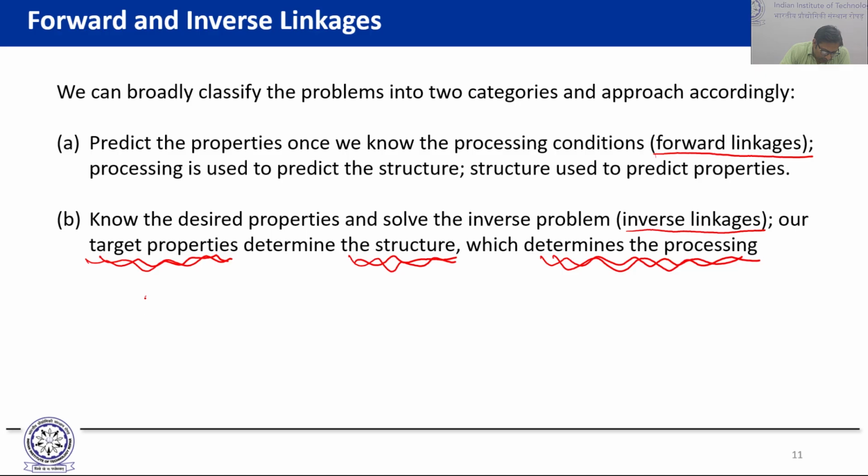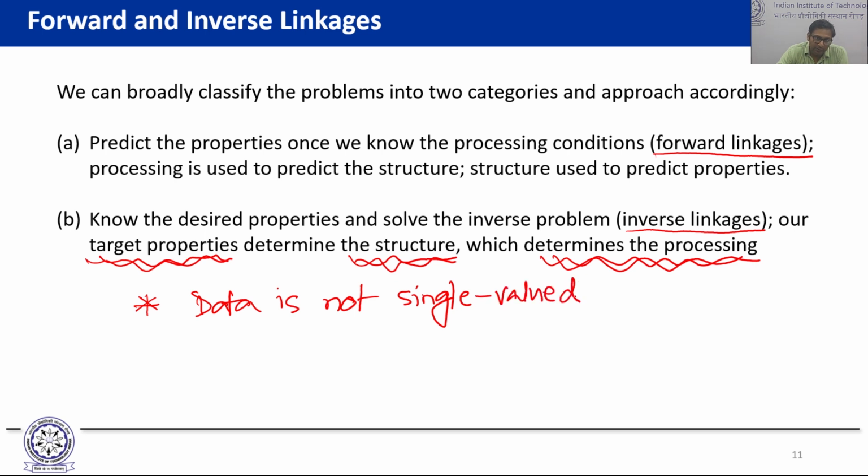And one of the most important limitations comes if your data is multi-valued, if your data is not single valued. So what that basically means is when you are starting from the opposite direction, you are starting with a property, but then the property might be a multi-valued function. In other words, it is not necessary that only one specific structure will give this value. You might actually have an array of different structures from where you will be able to get this type of properties.